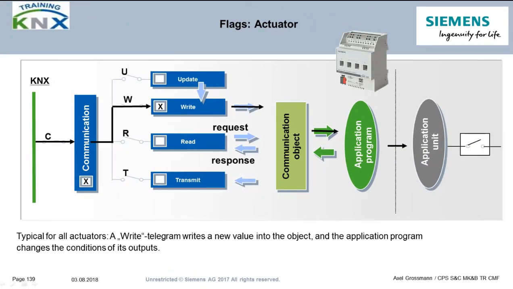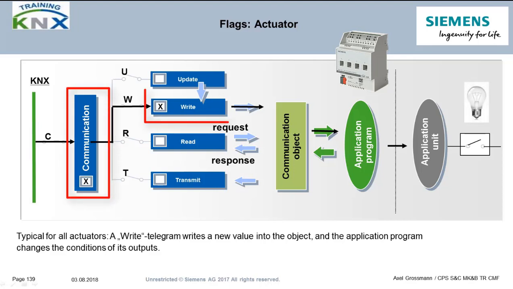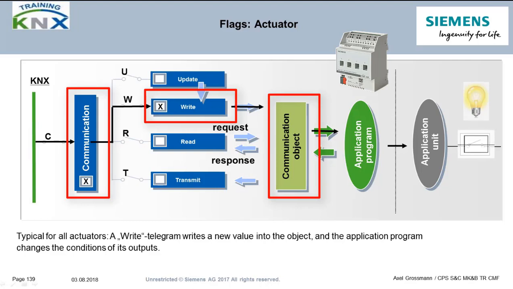The role Actuator. Here we see the minimum requirements for an actuator object. C flag and W flag must be set. The W stands for write and means that a received user data value can be written to the communication object assigned to the target group address. As a result of this, the application module can switch on its relay, for example.